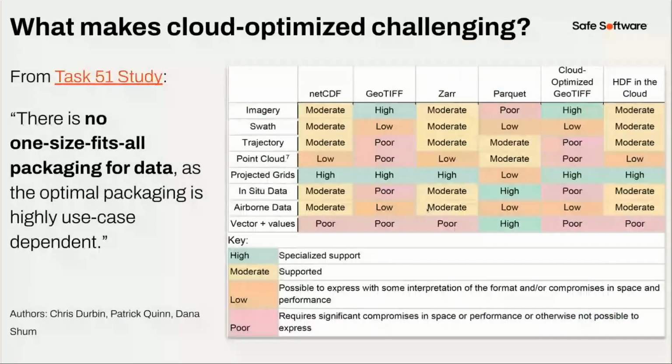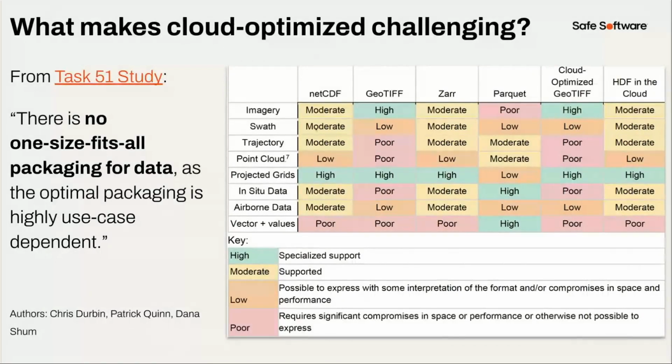So this table is basically an explanation for different data types or imagery types needing different data formats. So these rows, if you are able to see it, are lists of data types. So imagery, swath, trajectory, point cloud, in situ data. And then on the columns, there are lists of the types of data formats that work best with that data.